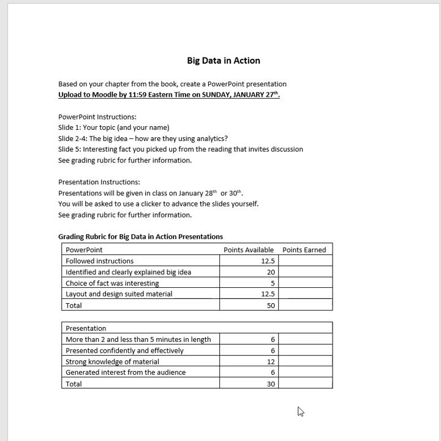Was the presentation more than 2 minutes and less than 5 minutes in length? Your presentation must fall within this to receive any of these 6 points. If it's 5 minutes and 5 seconds, that's outside, so you'll get 0 points. If it's 1 minute and 55 seconds, again, 0 points for this one section.